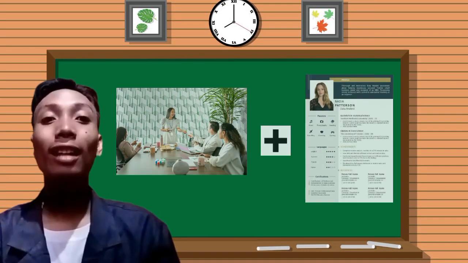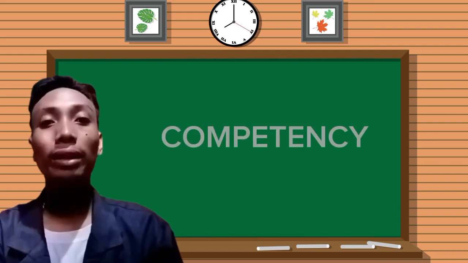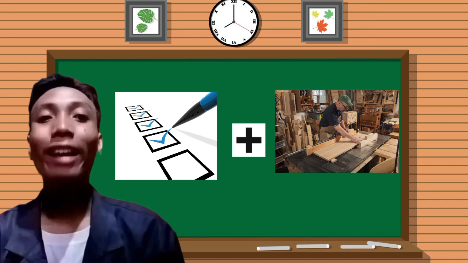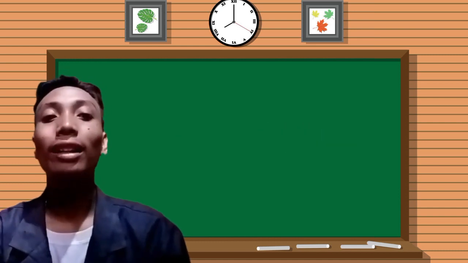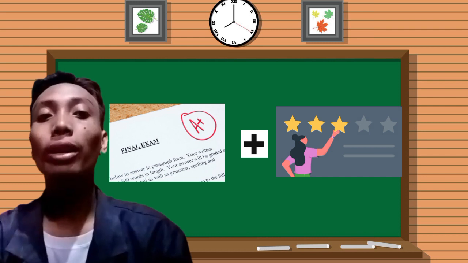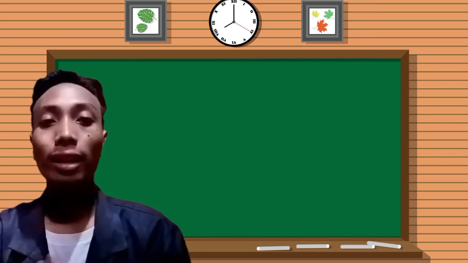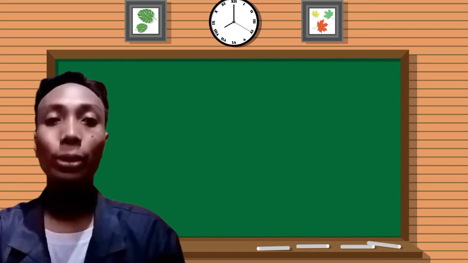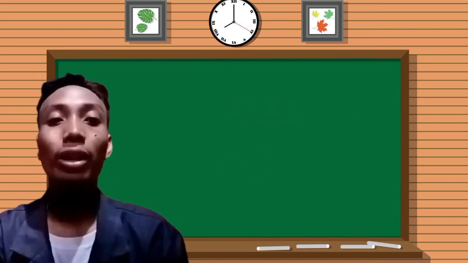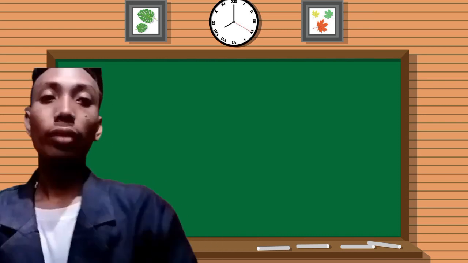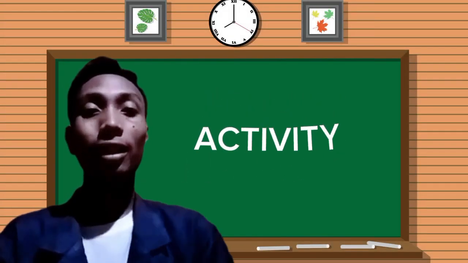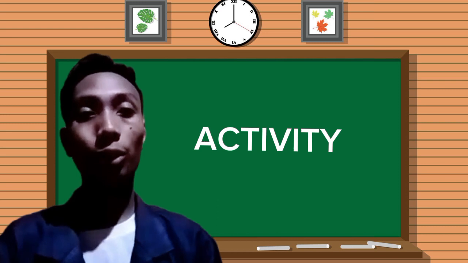Group 1. Very good. Competencies. Next. Yes, group 2. Correct. It is task skills. Yes, group 1. Very good. It is evaluation. Last. Yes, group 2. Very good. It is test. You did it well, class. You got task.